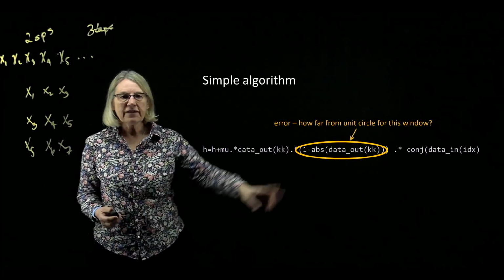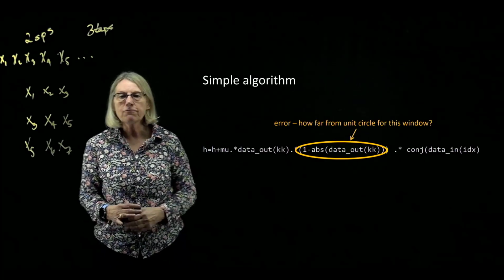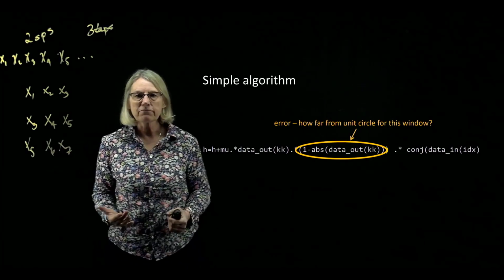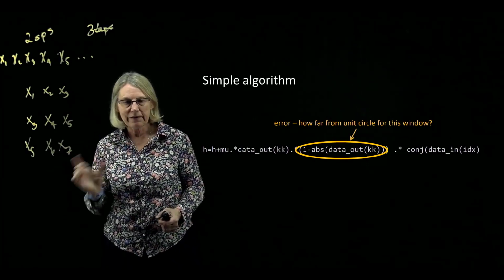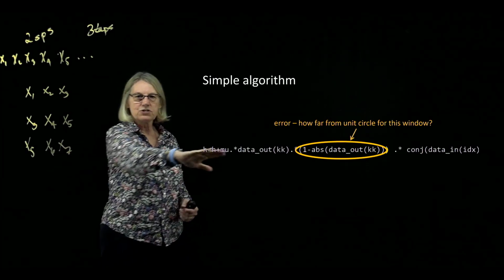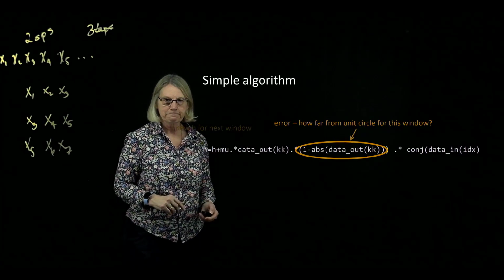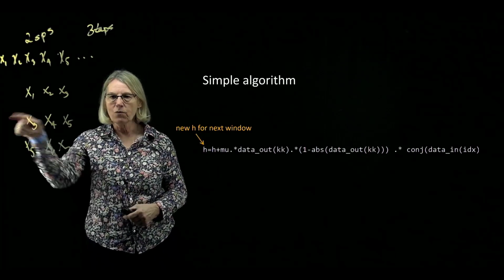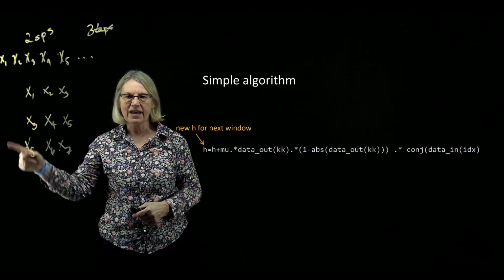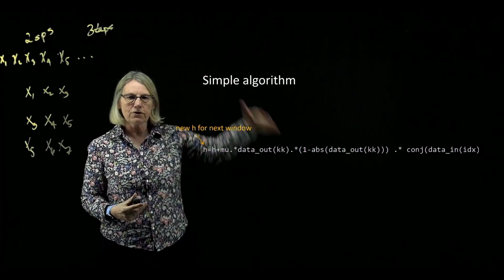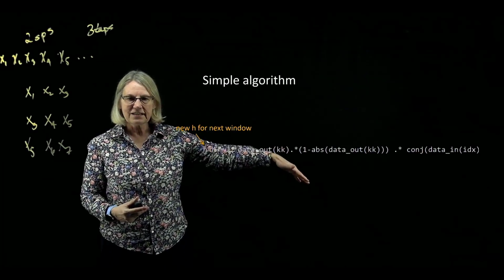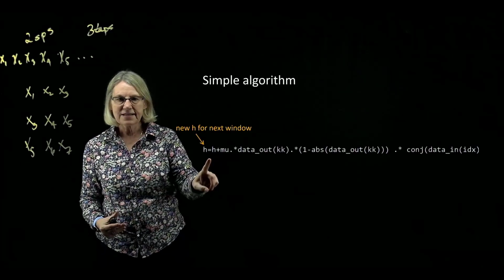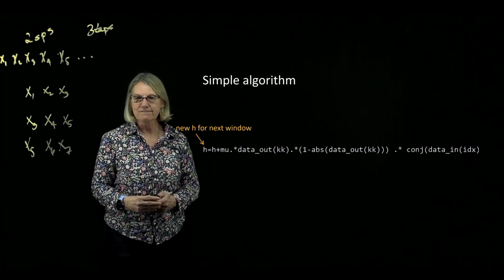You also have here this objective function. How far am I from the unit circle? Depending on how far I am from the unit circle, I'm going to make a bigger or smaller adjustment to the tap weights at that time. So new H for the next window, when I get to it, I'll have a new H. And each time a new H. So when I showed you the convergence, 1,000, 5,000, 9,000, it was as I'm stepping through this, as I'm updating the tap weights.